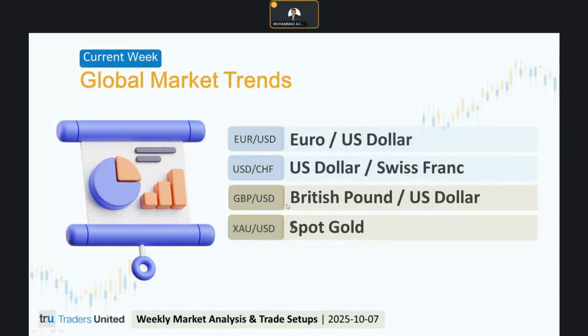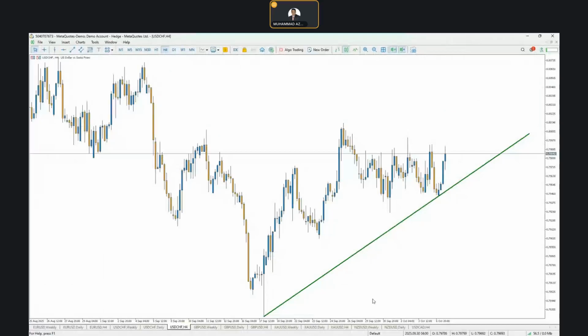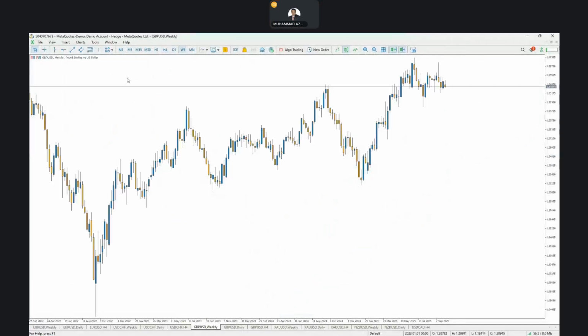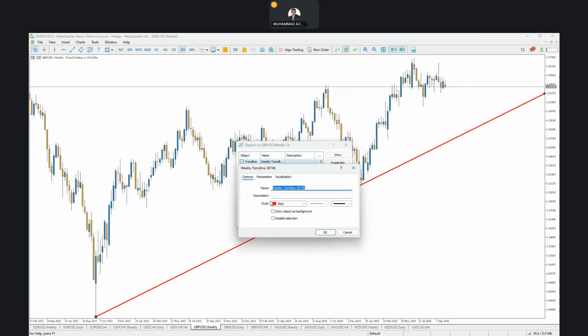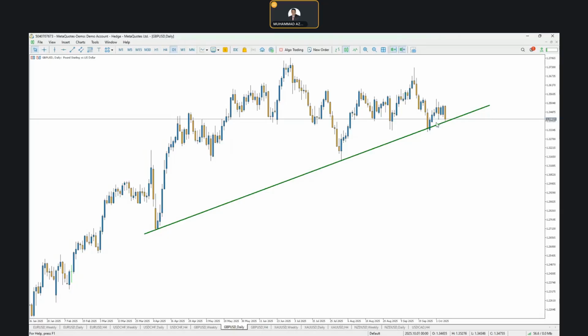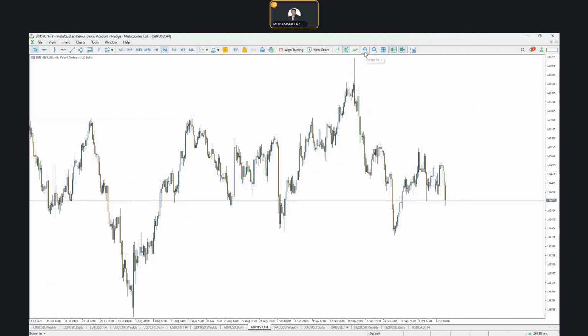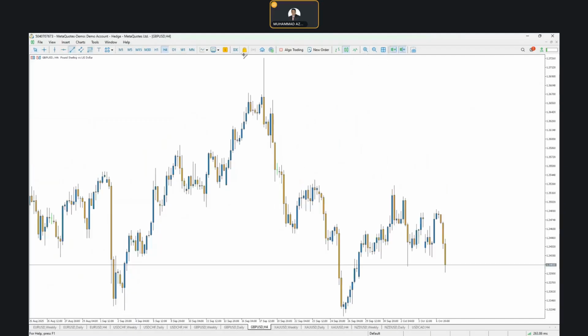Next one is the British pound GBPUSD currency pair. If you take a look at a weekly chart over here, the trend is clearly up. If you check out the daily, still it's a nice uptrend going on inside pound versus United States dollar currency pair. And if you check out the 4 hour time frame, the 4 hour time frame is showing some signs of weakness.